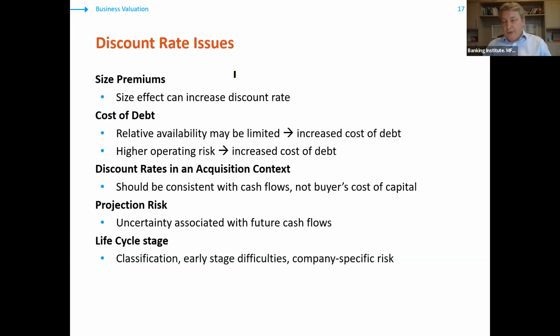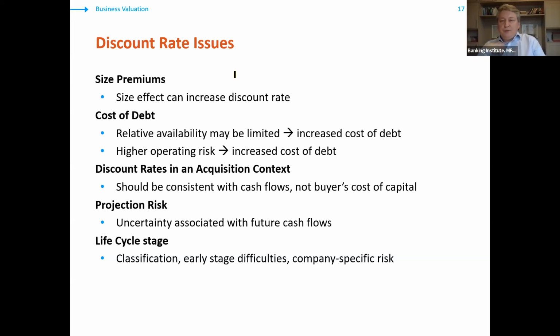So the discount rate. To use any kind of income-based valuation, we need the discount rate. And the difference between the discount rate for a private company and for a public company is, first, our type of risk, the fact that we use the whole risk instead of just systematic risk. Another, we can use size premiums.